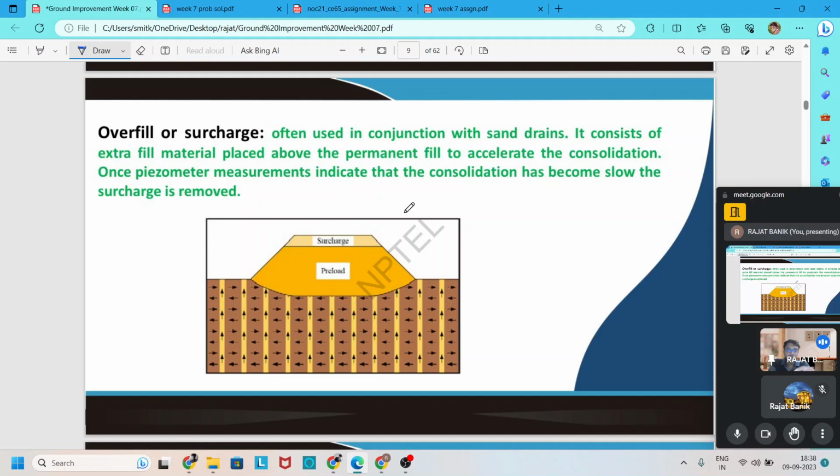This point should be remembered. That means we apply the surcharge to increase the consolidation, and we remove it when the rate of consolidation slows down.